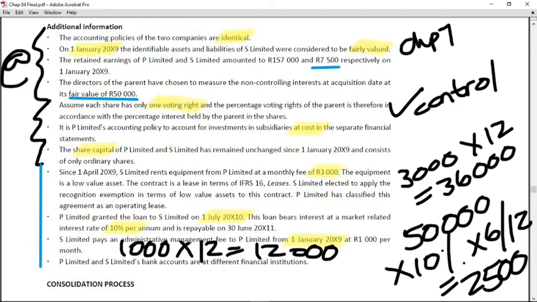Then P Limited and S Limited's bank accounts are at different financial institutions. Immediately, we do not even meet the first criteria for offsetting these balances. So we will not be offsetting the favorable and unfavorable bank balances in the consolidated SFP.